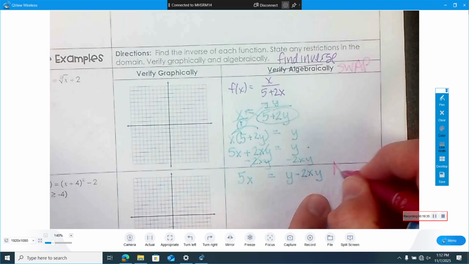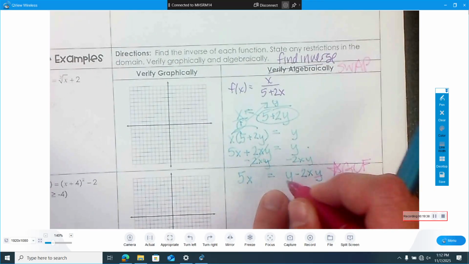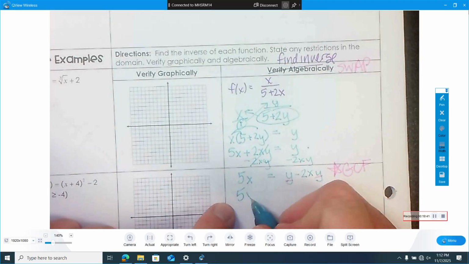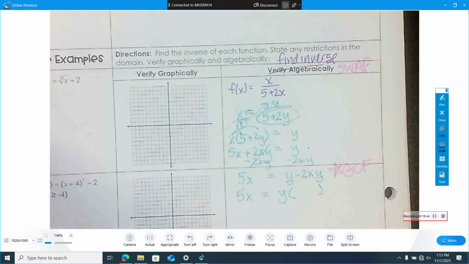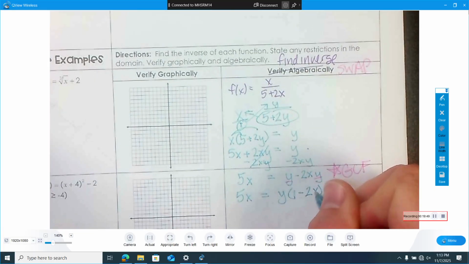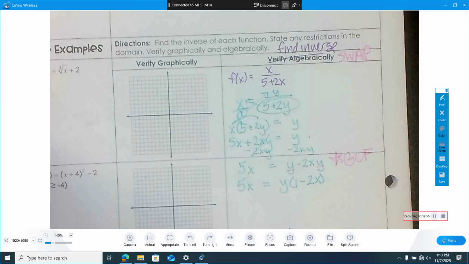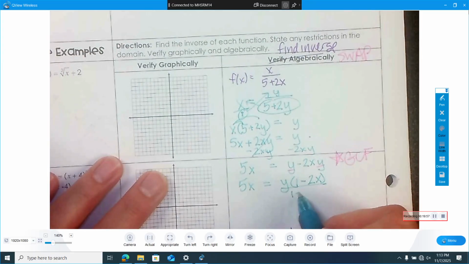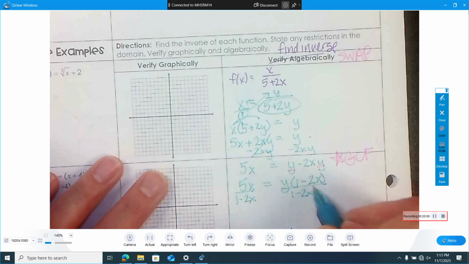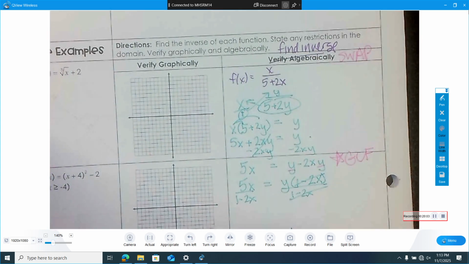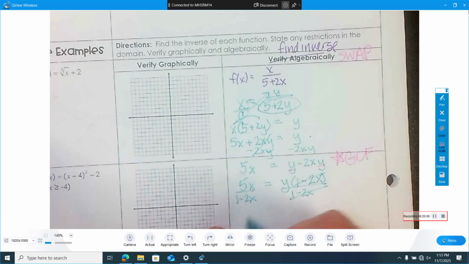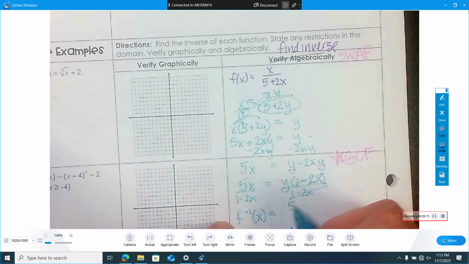GCF, very good, right here, greatest common factor. They have a y in common, so we need to undistribute that y. If we take out the y, what's left behind? 1 minus 2x. Excellent. And now how do you get the y by itself? Yeah, we can divide both sides by the 1 minus 2x bubble. So that whole bubble can disappear to the other side. And so we get y equals, but I'm going to switch it around because it's the inverse function now. f inverse of x equals 5x over 1 minus 2x.